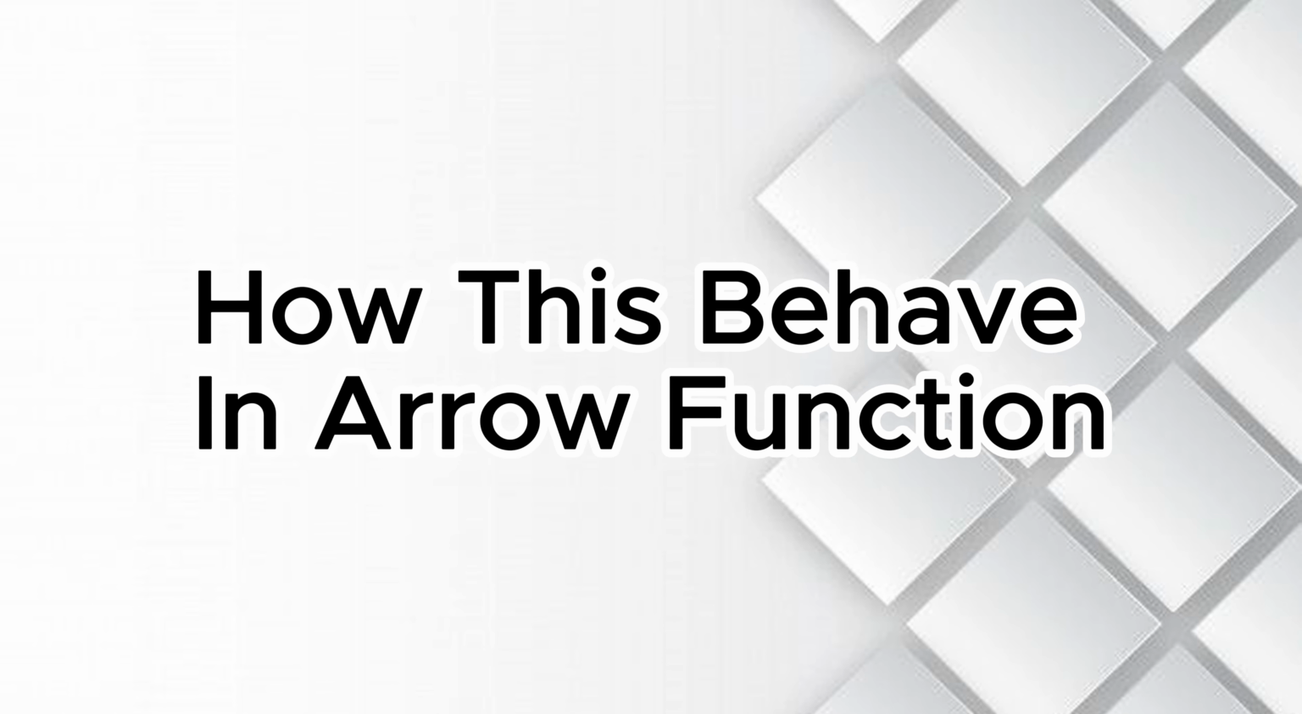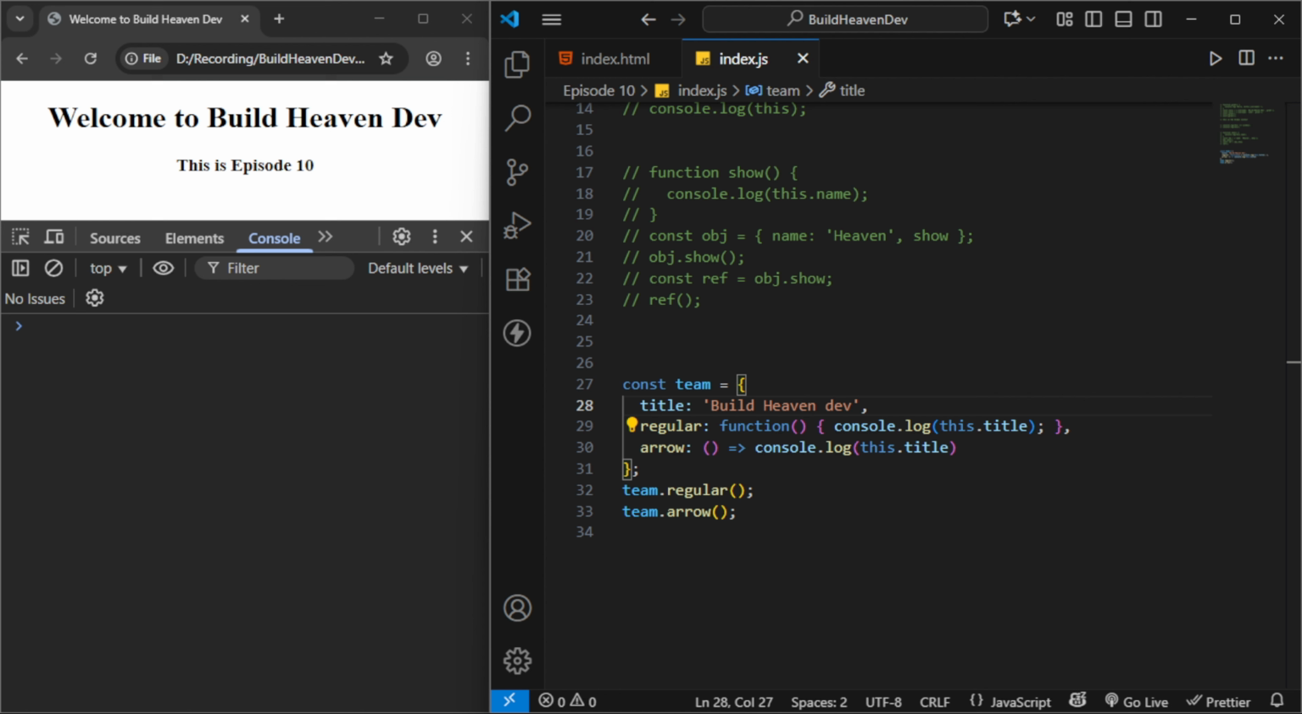Now we'll understand arrow functions. Arrow functions behave differently because they don't have their own this. They capture this from the scope where they were defined. Here we have one team object and we have two functions. One is a regular function, another one is an arrow function. Can you guess what will be the output for these two lines?